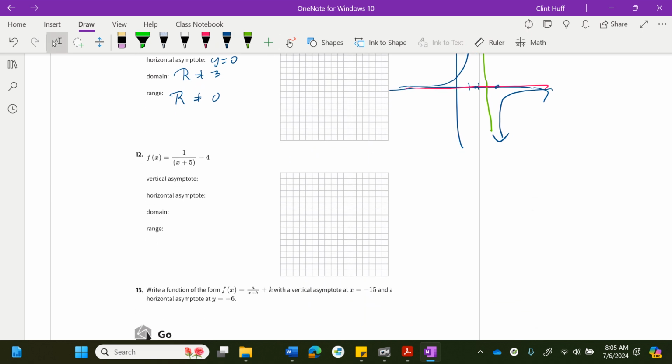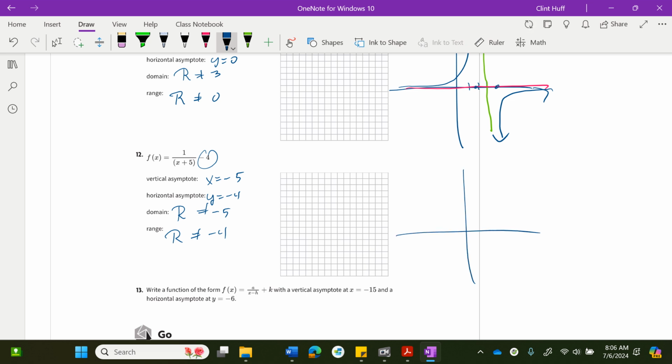All right, number 12, my vertical asymptote is x equals negative 5. My horizontal asymptote is y equals negative 4. I'm getting that from here. My domain is going to be all real numbers not equal to negative 5. And my range is going to be all real numbers not equal to negative 4.